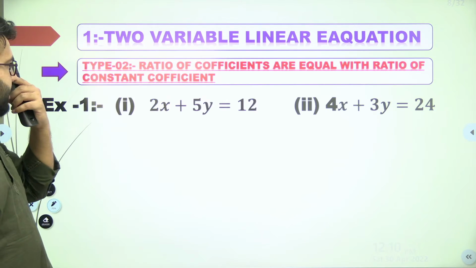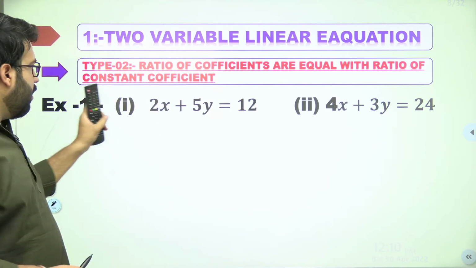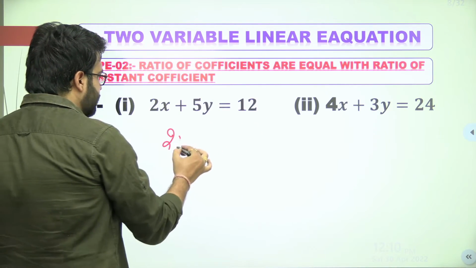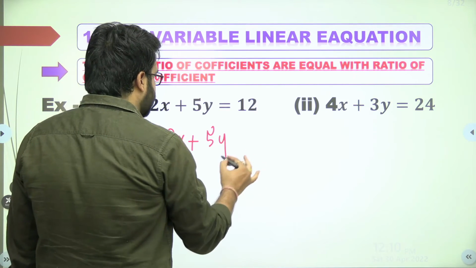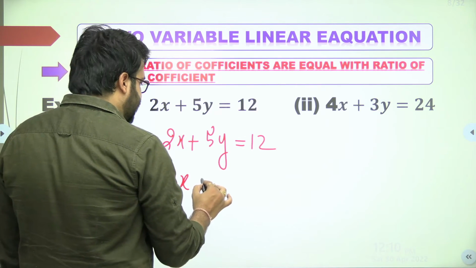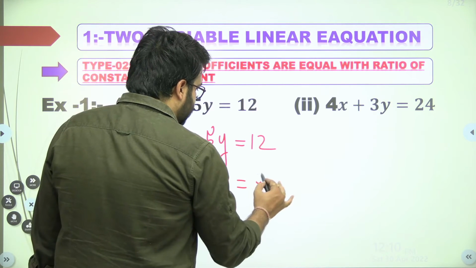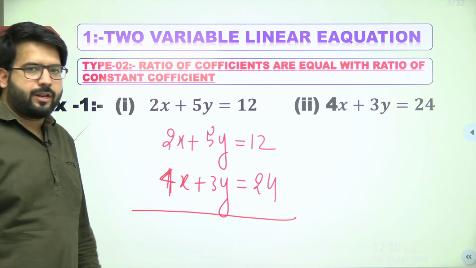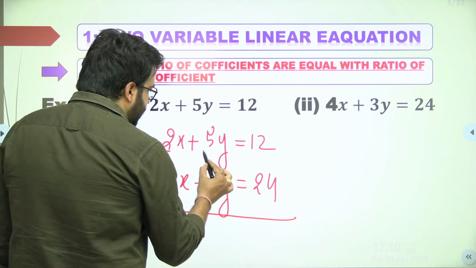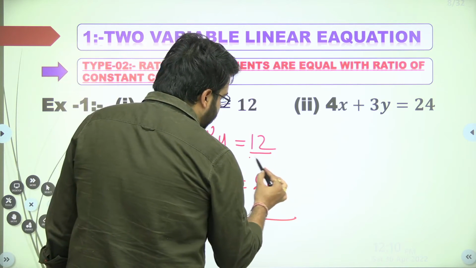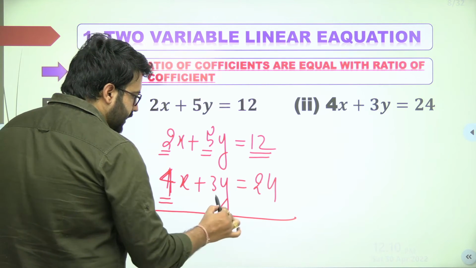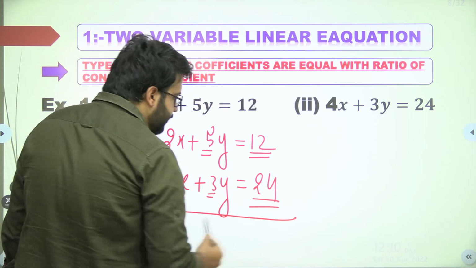So the second type is: ratio of coefficients are equal with the ratio of constant coefficients. What is the meaning of this? So simply you have to see the equation first. The first equation is 2x plus 5y is equal to 12, and the second equation is 4x plus 3y is equal to 12. So you know, in these linear equations there are three types of terms. First is the coefficient of x, second is the coefficient of y, and third is the constant coefficient. Similarly in these equations also, this is the coefficient of x, this is the coefficient of y, and this is the constant coefficient.